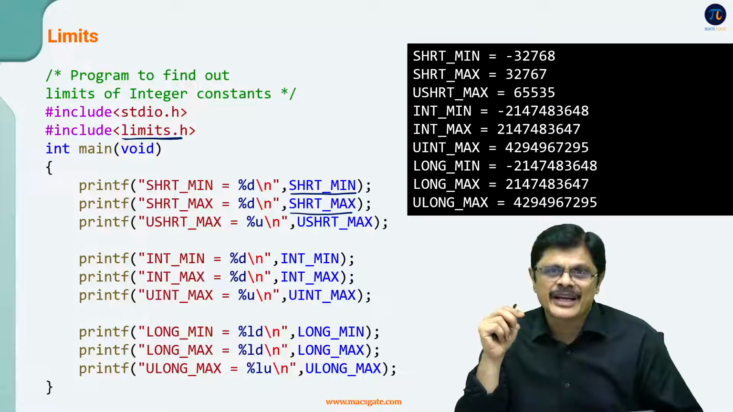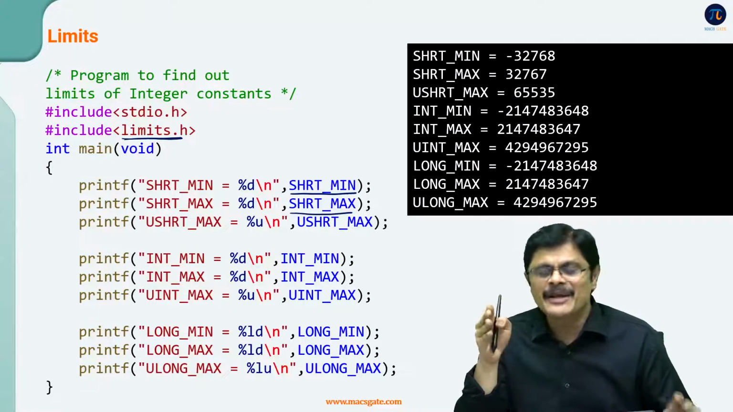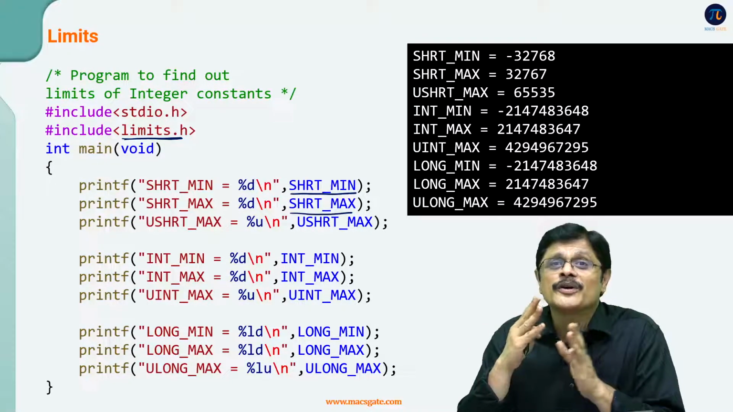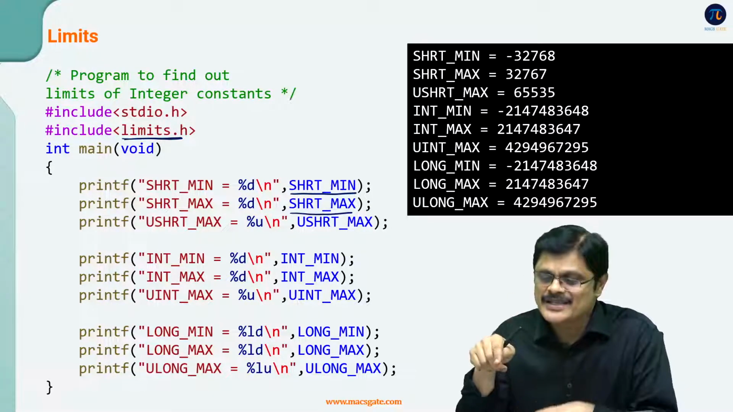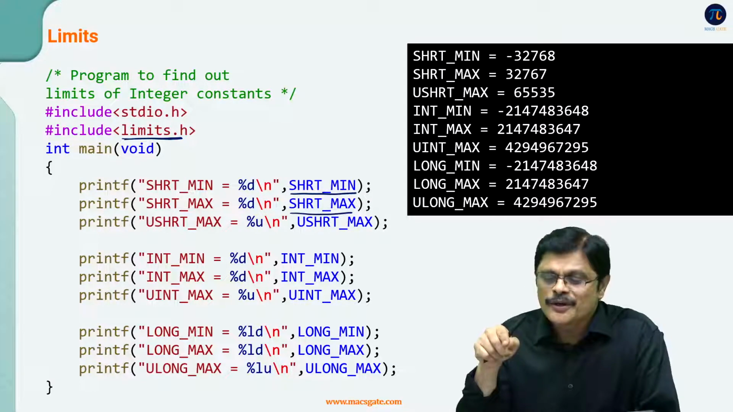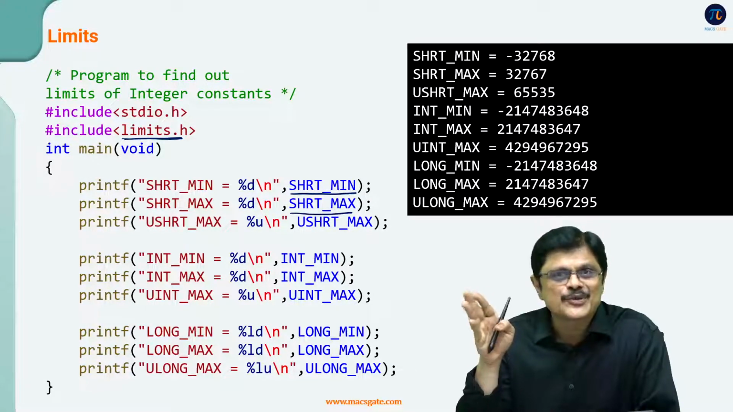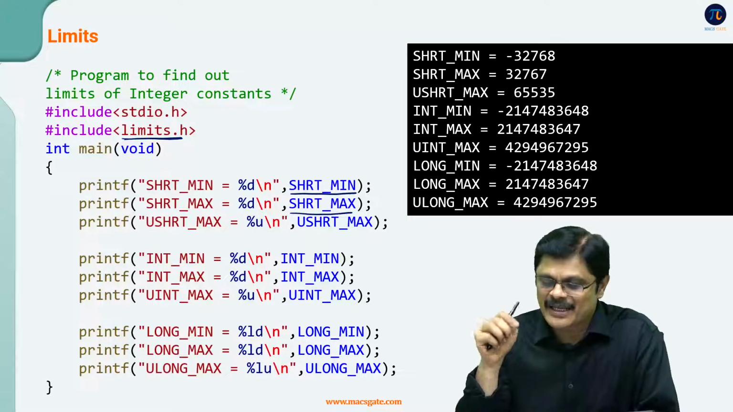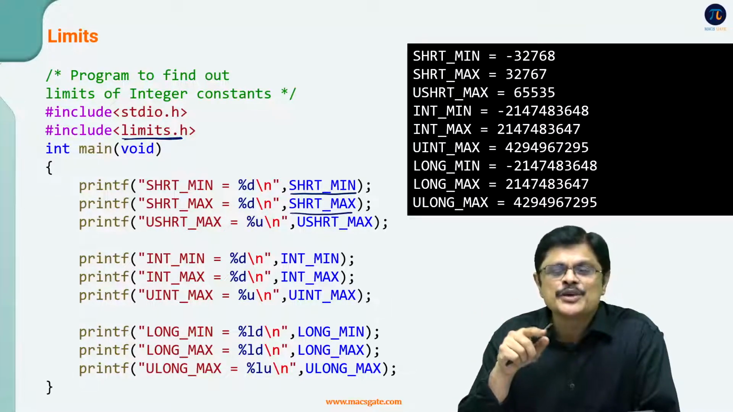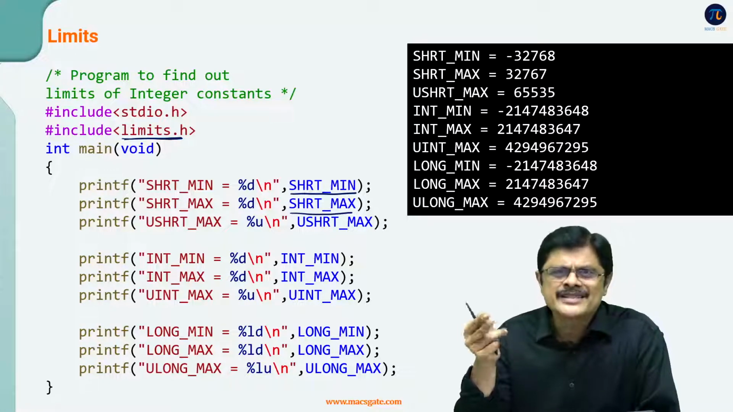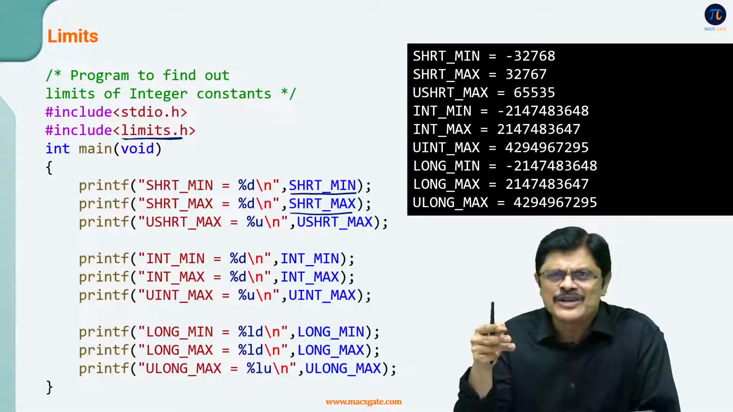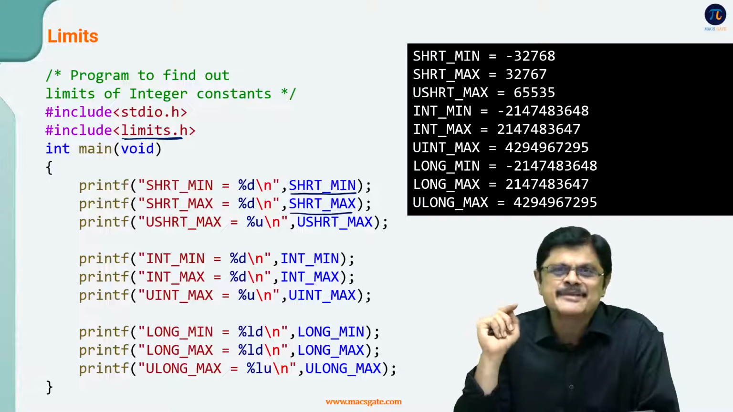Same is the case for INT_MIN, INT_MAX. INT_MIN is going from what? Minus 2 power 31 to plus 2 power 31 minus 1. That is minus 2147483648 to 2147483647, 1 less than that. Am I clear? And unsigned means it goes from 0 to 2 power 32 minus 1. Of course, long also takes the same 4 bytes, and the values are exactly the same as the integer range.